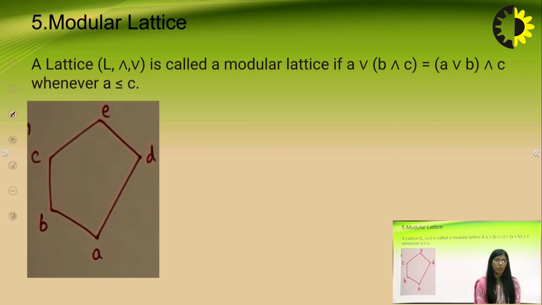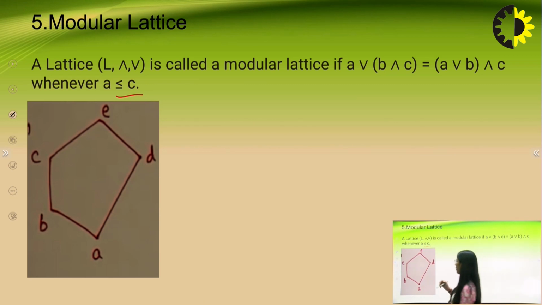Last one is your modular lattice. A lattice is called a modular lattice if this particular condition holds: A join (B meet C) equals (A join B) meet C, whenever A is less than or equal to C. What does it mean? It means the level of A must be below the level of C.